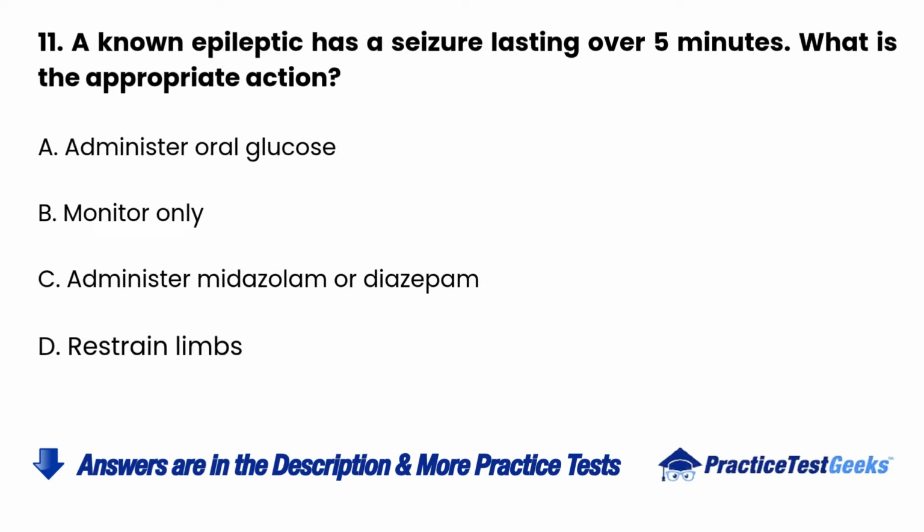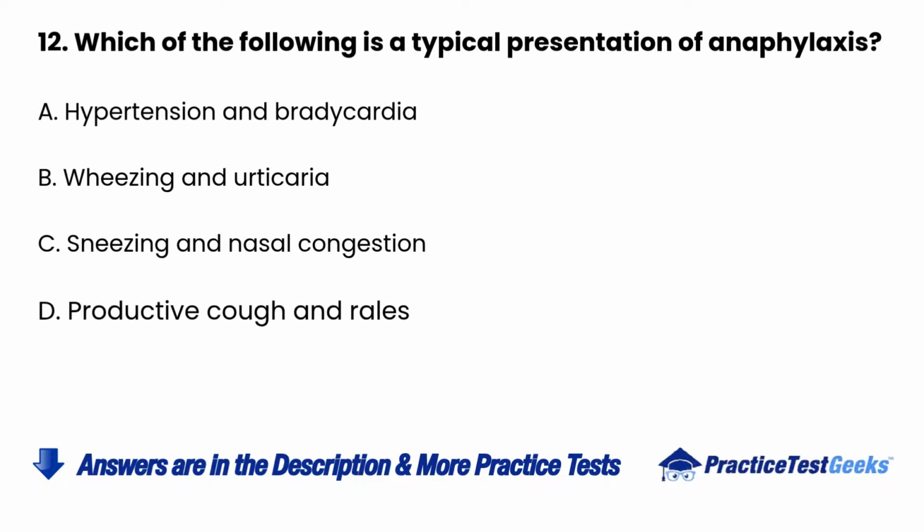11. A known epileptic has a seizure lasting over 5 minutes. What is the appropriate action? A. Administer oral glucose. B. Monitor only. C. Administer midazolam or diazepam. D. Restrain limbs.